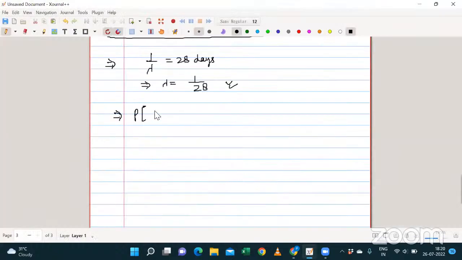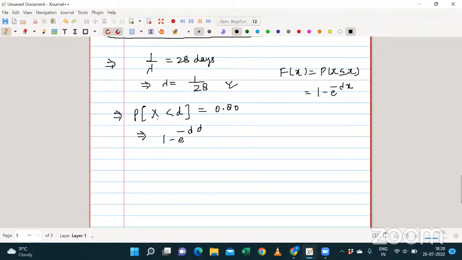That means what is given? Therefore, the probability that X is less than D is 0.8. Is it clear? Now, you know F of x is what? Probability x is less or equal to x, for an exponential distribution, is 1 minus e raised to power minus lambda x. So my x is less than d. That means 1 minus e raised to power minus lambda times d equals 0.80. Now, I can write 1 minus 0.80 equal to e raised to power minus lambda times d.